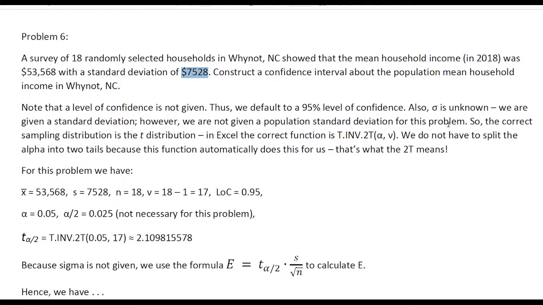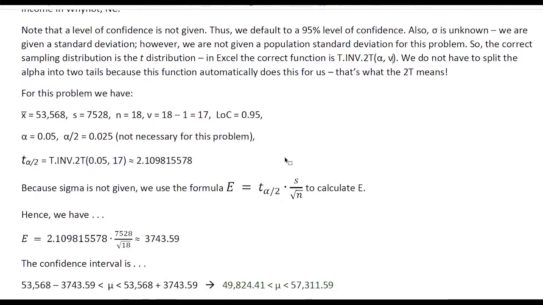So just know this, that we don't have to split alpha into the two tails, because this function automatically does it for us. In other words, we don't have to find alpha over 2, because when you just put alpha in here, it automatically will give us alpha over 2, and it gives us the positive result. And again, it's alpha comma nu, so that's why on the spreadsheet I just had that nu function there, the n minus 1. So for this problem, here's what we have.